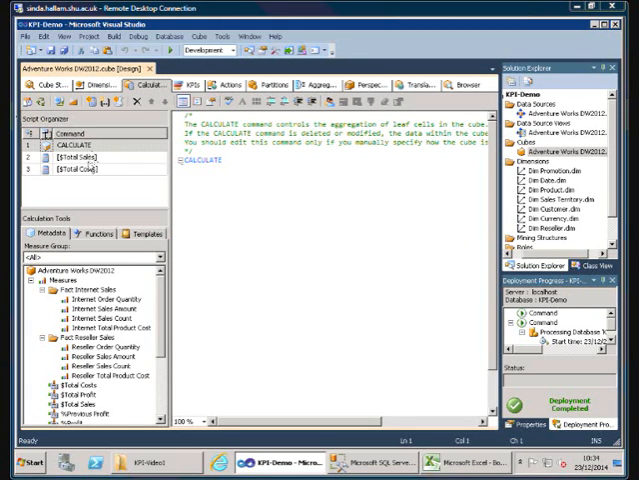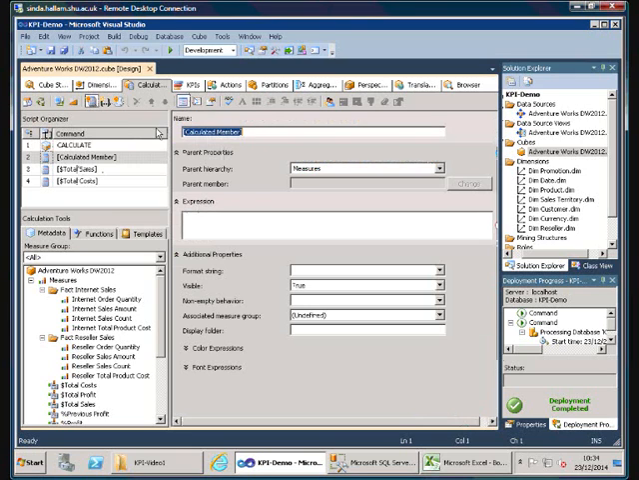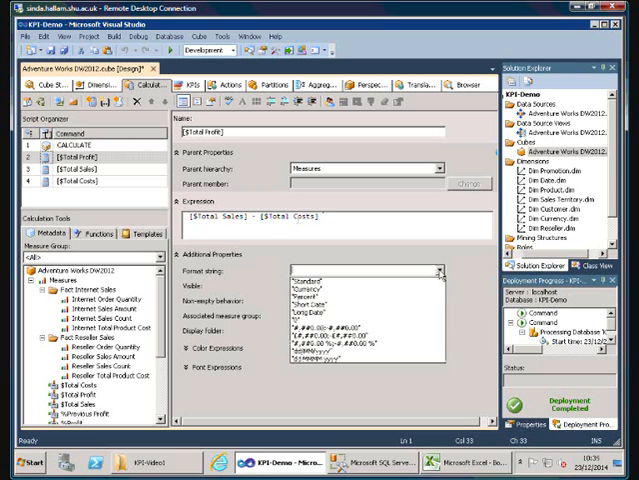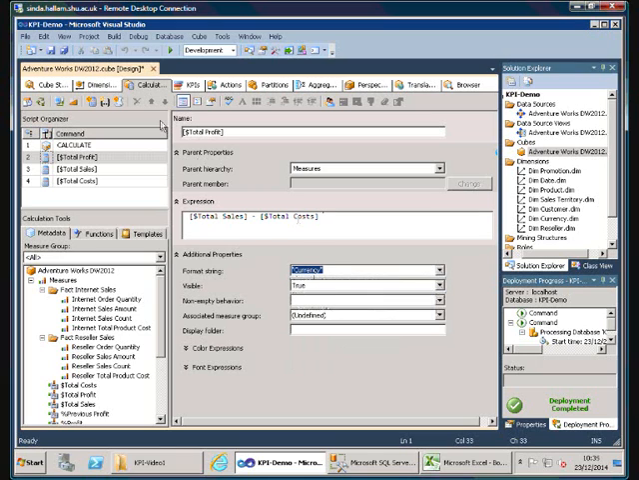And now we've got those two, we could work out the difference between them, which would be the profit. So again, a new calculated member, and let's call that the amount of profit, and the formula for this is the total sales minus the total costs, and that's a currency amount.